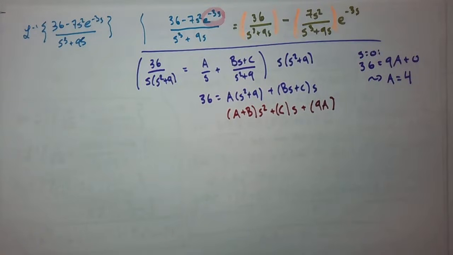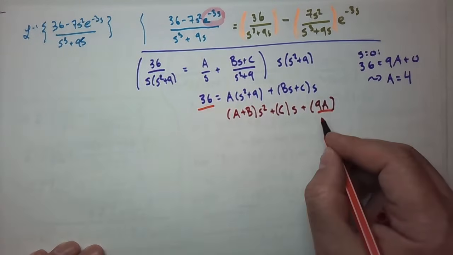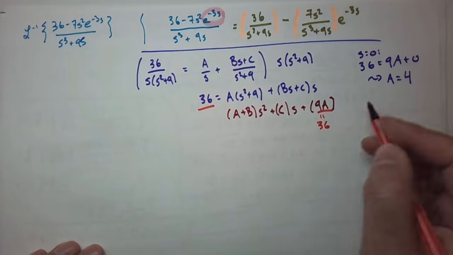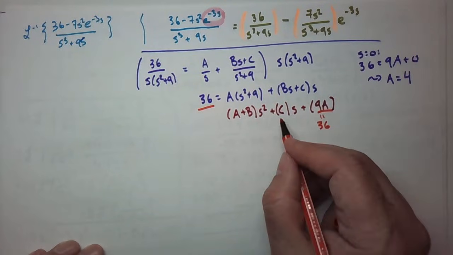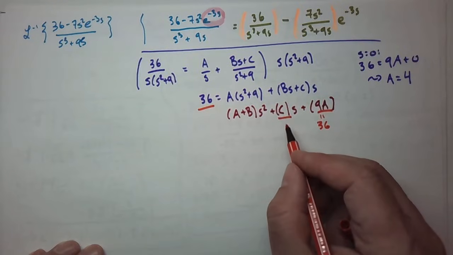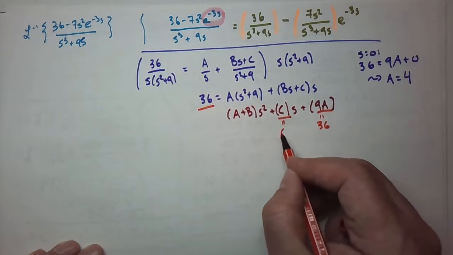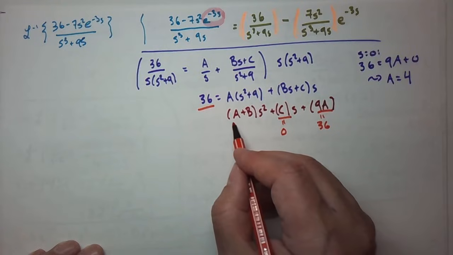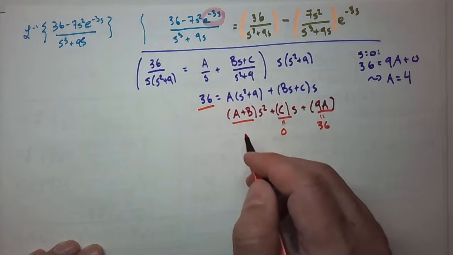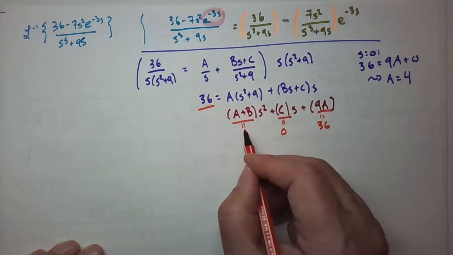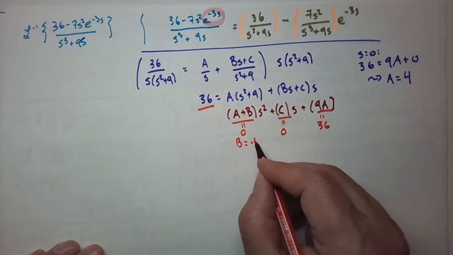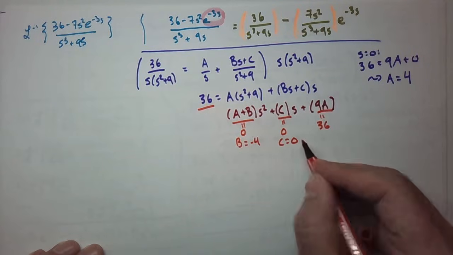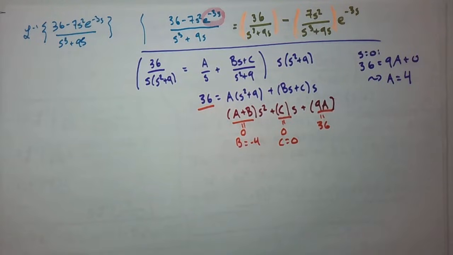Again, comparing the two sides, for our constant terms we see that 9a equals 36. Well, that's what happens when you plug in 0. So a equals 4. Our middle term, what does this say? It says it has to be 0, so c is 0. How about the a plus b? Well, a plus b equals 0, so since a equals 4, b equals -4. And now we have our a, b, c.